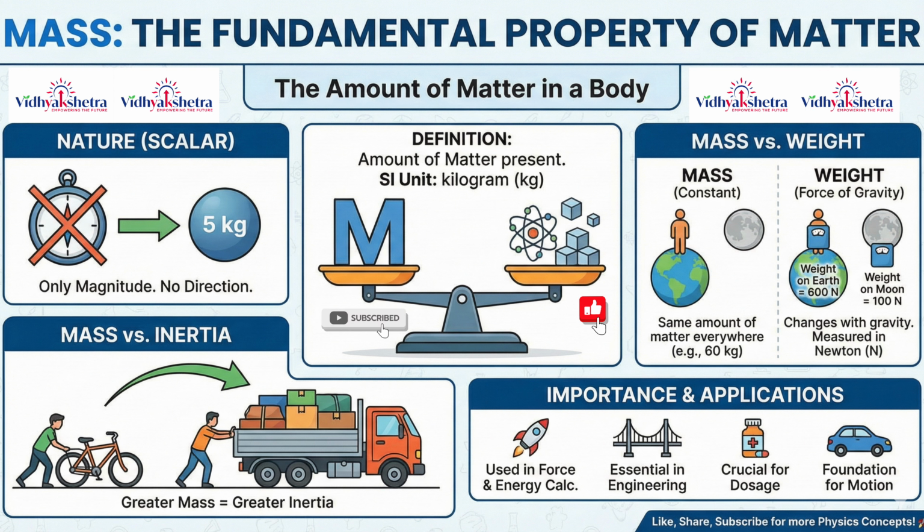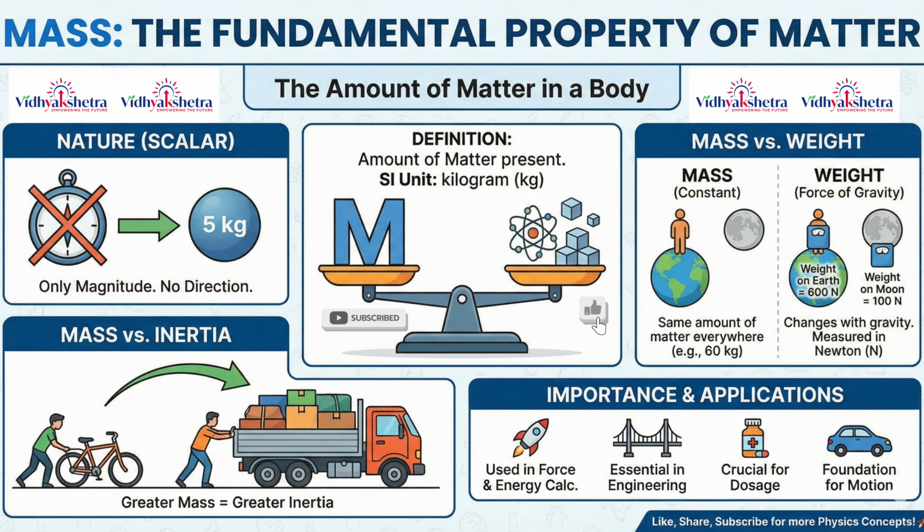Definition of mass. Mass is defined as the amount of matter present in a body. In simple words, mass tells us how much substance an object is made of, and how difficult it is to change the motion of an object. Mass remains the same everywhere, on Earth, on the Moon, or in space.